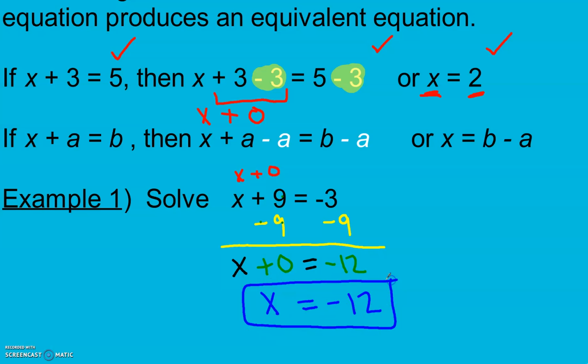If we want to check that, we plug it back into our original equation. So I have negative 12 plus 9 equals negative 3. Let's check that. It's a negative 12, sorry. I have negative 12 plus 9 equals negative 3. And I get negative 3 equals negative 3. That checks, so my solution is correct.